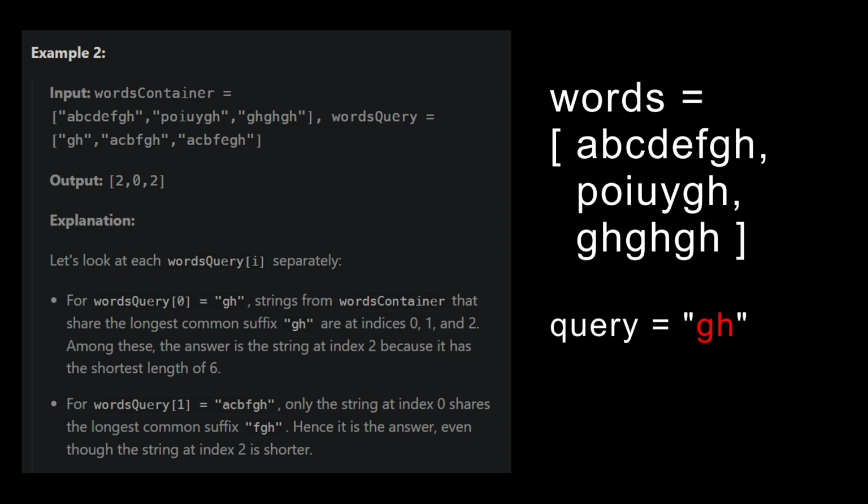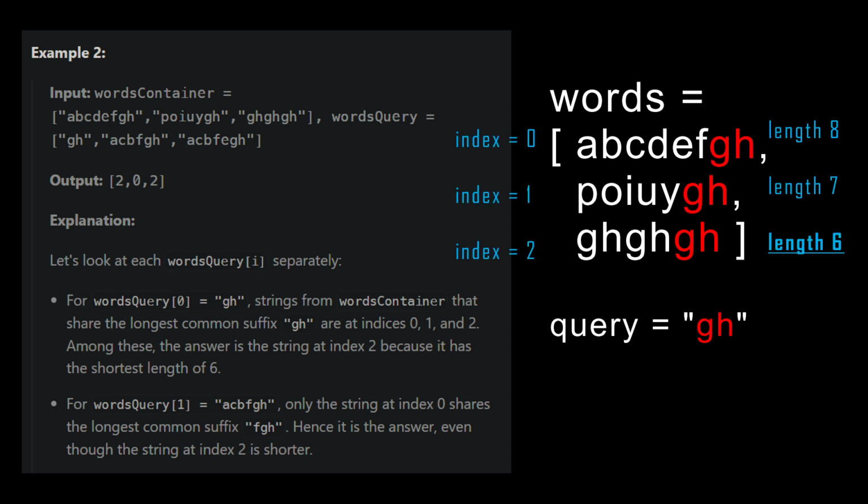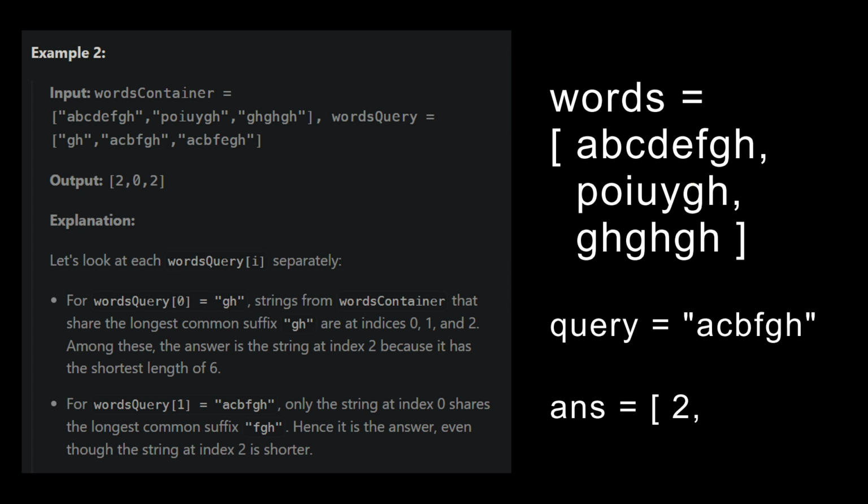The first query is GH. All three words end with GH, so we pick the shortest word, which is at index 2. I'm not going to try and pronounce it. Thus, the first entry into answer is 2. The second query is ACBFGH. Now, this looks deceptively like the first word, but if you look closely, their actual common suffix is only FGH, which is of length 3. The other two words share only GH though, which is even shorter. So this time we pick the first word, which has the longest common suffix with ACBFGH, and thus the second entry into answer is 0.